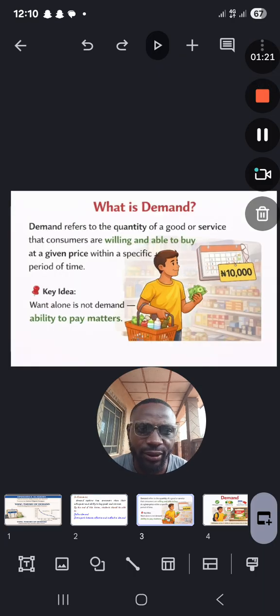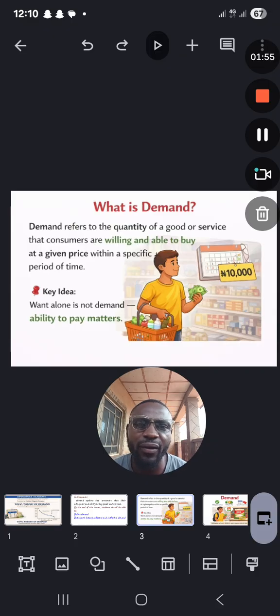So, what is demand? Demand refers to the quantity of goods or services that consumers are willing and able to buy at a given price within a specific period of time. Now, the key idea is want alone is not demand. So the ability to pay matters. What is this saying? The key word is the willingness to buy, right? And the ability to pay at a given price within a particular period of time.